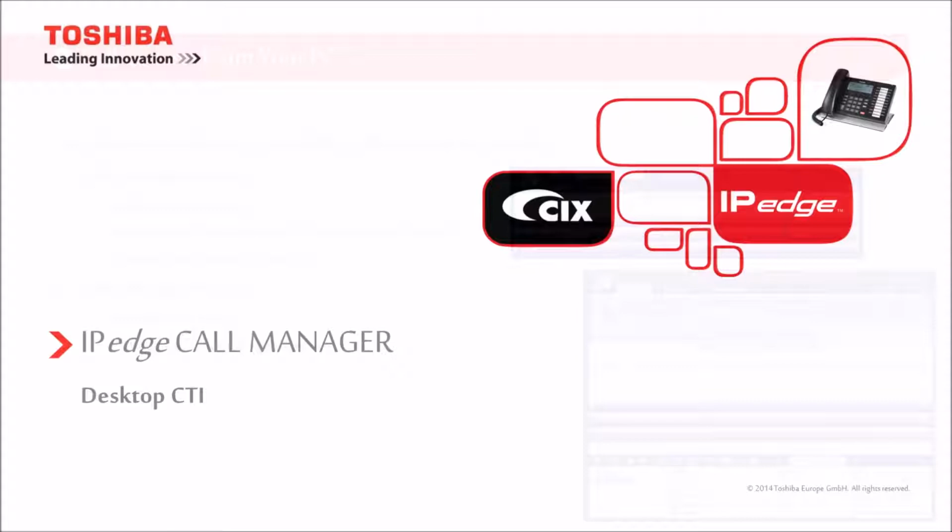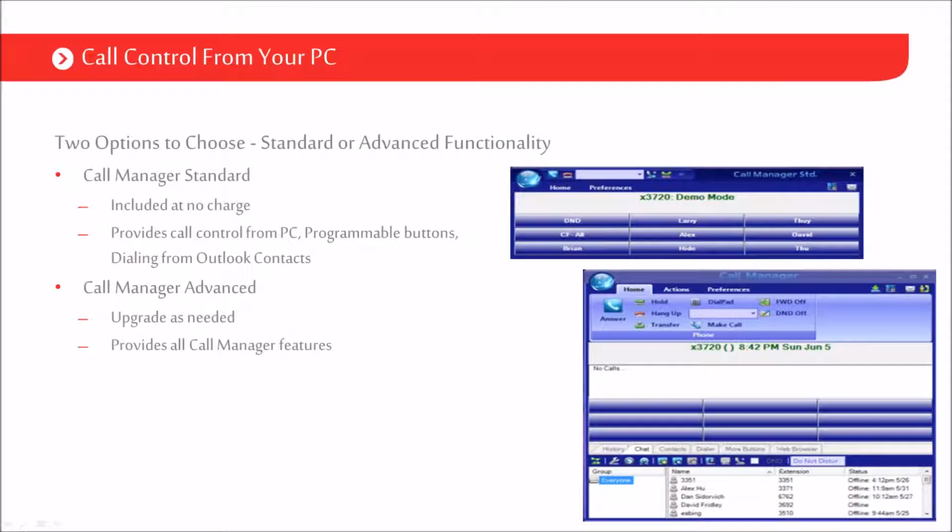Let's have a look at the functionality and what the product can actually do for our customers. The first thing it does with Call Manager is it offers you a standard, or there is an advanced version of Call Manager. So the image at the top there, where it says X3720 demo mode, that is standard Call Manager working. So you can see there you've got basic call control functionality at the top there. You get your CTI coming through. It'll pop up the number that's calling in and so on, and it will look in your Outlook local client data, and it'll pop that information.